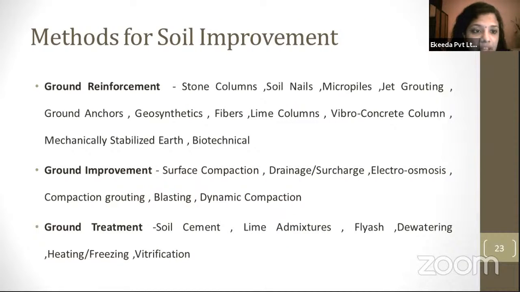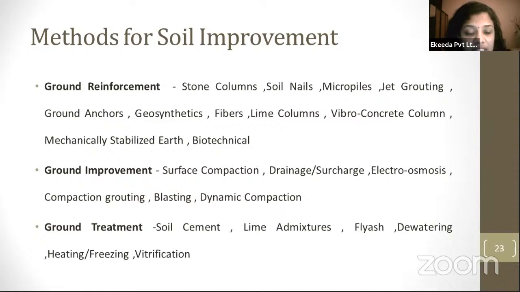Methods of soil improvement: reinforcement by stone columns, soil nails, micropiles, jet grouting, ground anchors, geosynthetic fibers, lime columns, vibro concrete columns, mechanically stabilized earth, and biotechnical. And ground improvement by surface compaction, drainage, surface electroosmosis, compaction grouting, blasting, dynamic compaction. You need to study all these topics. I have uploaded all that in my class, so just go through it and study these types of soil improvement techniques.